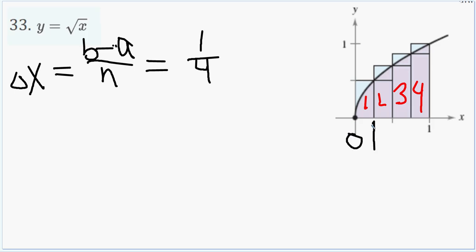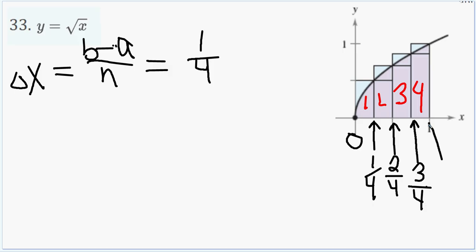We've got 0. This here is 1/4. And I'm going to not reduce my fractions. I'm going to leave this as 2/4. And then this point right here would be 3/4. And we can replace 1 with 4/4. And you'll see why I like to do that here as the problem progresses.